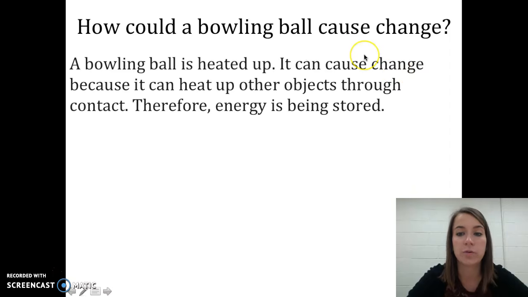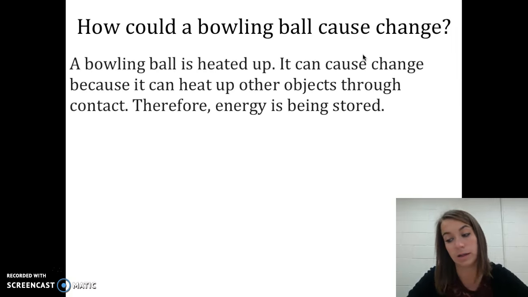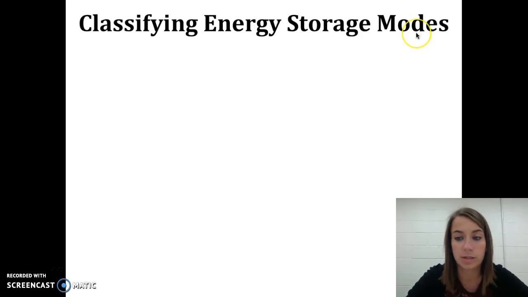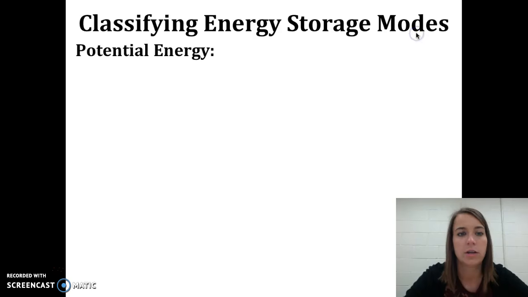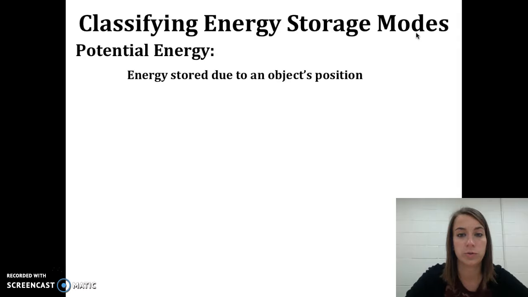Okay, so we've talked about a few ways that energy can cause changes because of the energy being stored in it. So let's take a look back at page 1 on classifying energy storage modes. So we've got a couple different ways that we classify energy. First one we're going to call potential energy. So potential energy is energy stored due to an object's position. So thinking back to those bowling ball examples, the first one was the bowling ball being held above the floor. There was energy stored due to the fact that it was raised above the ground. So that would be considered one type of potential energy.